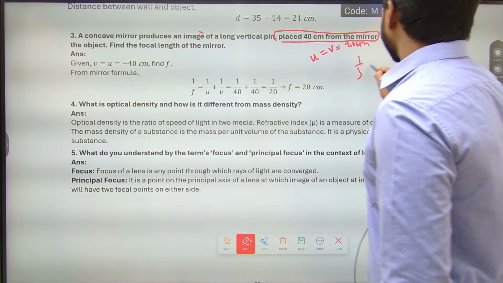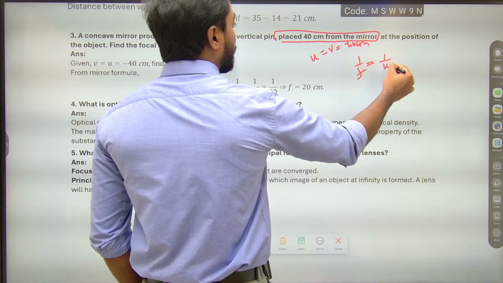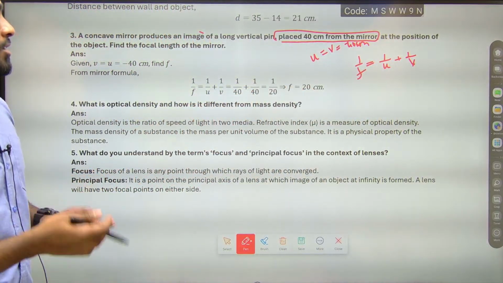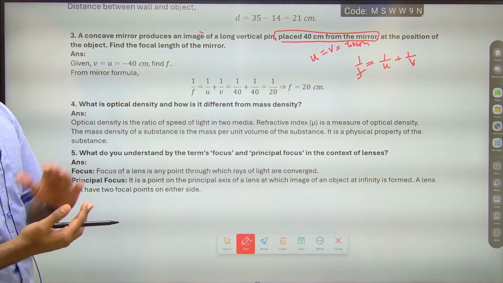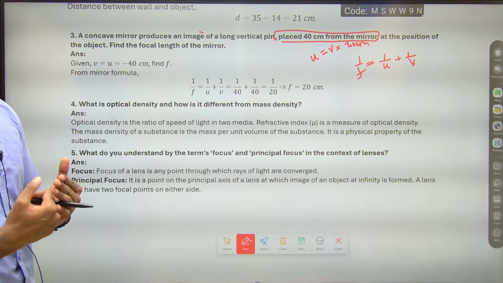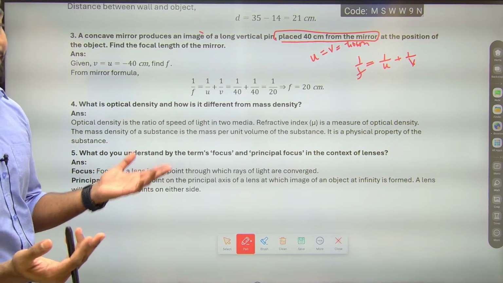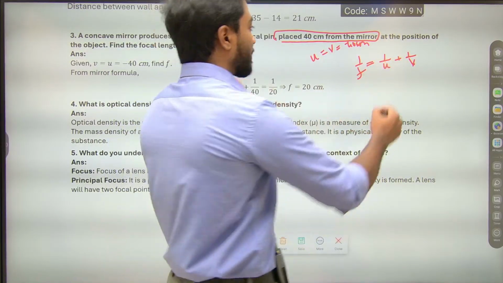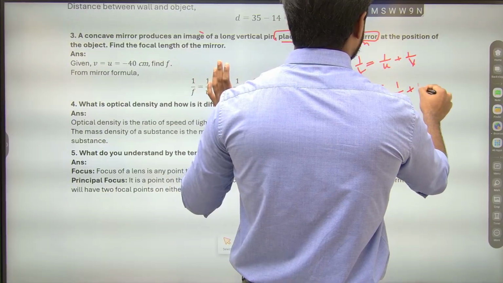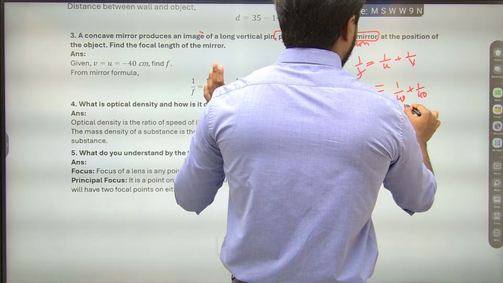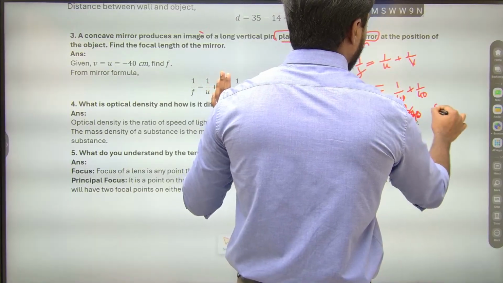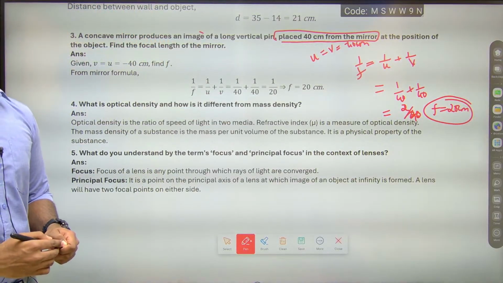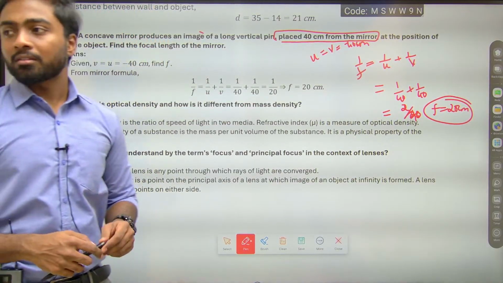So 1 by f is equals to 1 by u plus 1 by v. Right now, when I talk about the minus symbols, 1 by minus u plus 1 by minus v, if I cross multiply the things and take the minus out, obviously I'll get the same thing. 1 by 40 plus 1 by 40 will be equals to 2 by 40, so f is equals to 20 centimeter. That's it. So this is the answer for this question. F is equals to 20 centimeter.